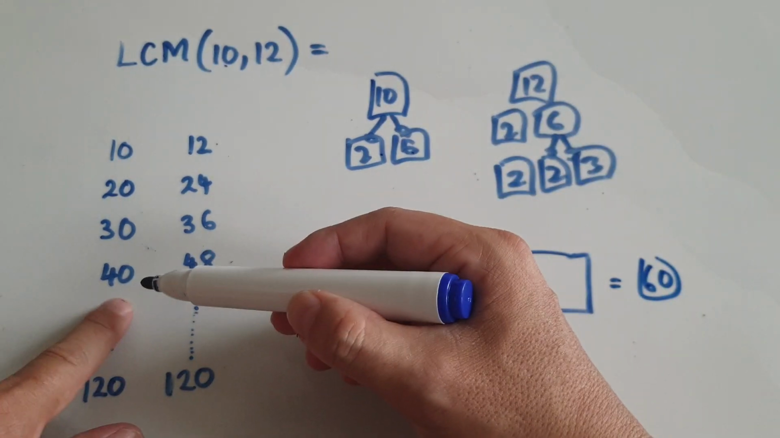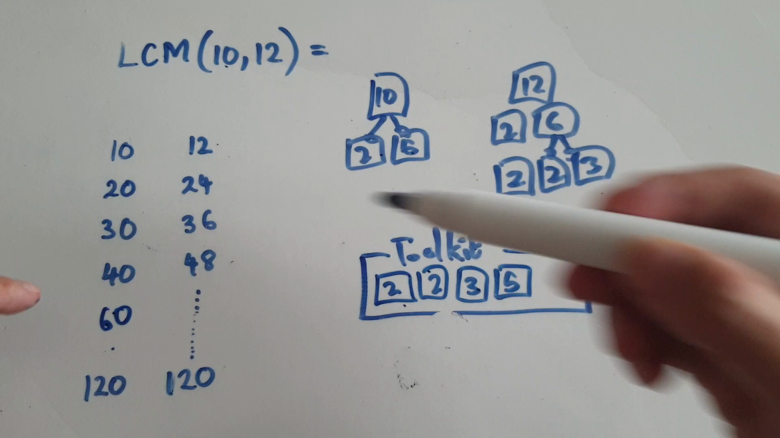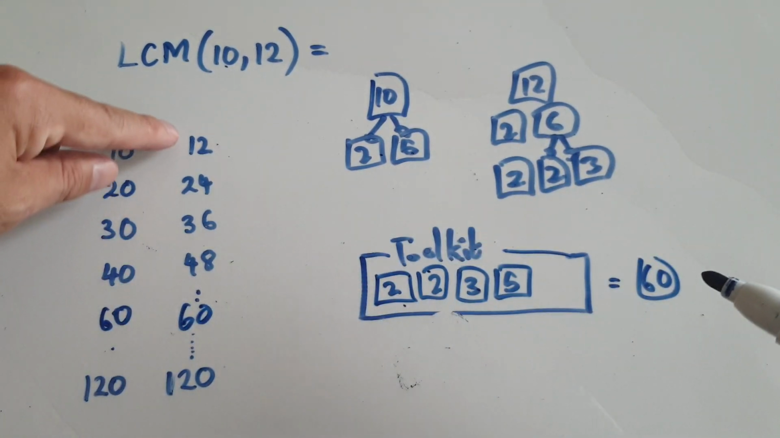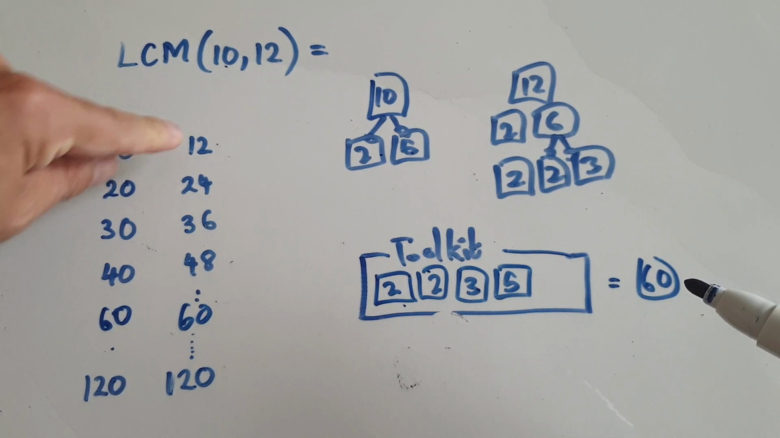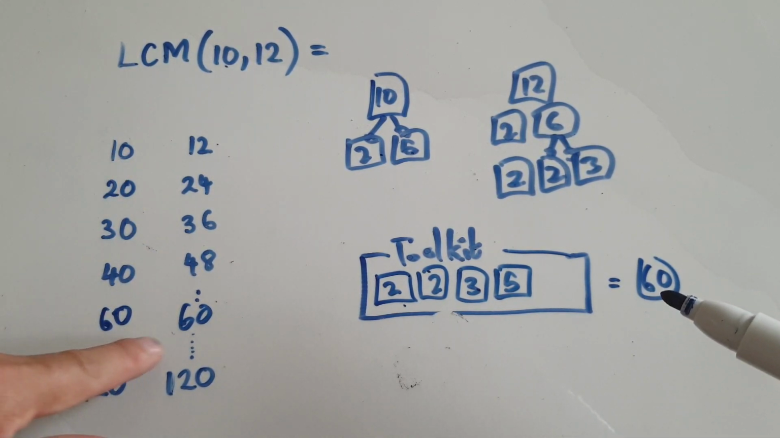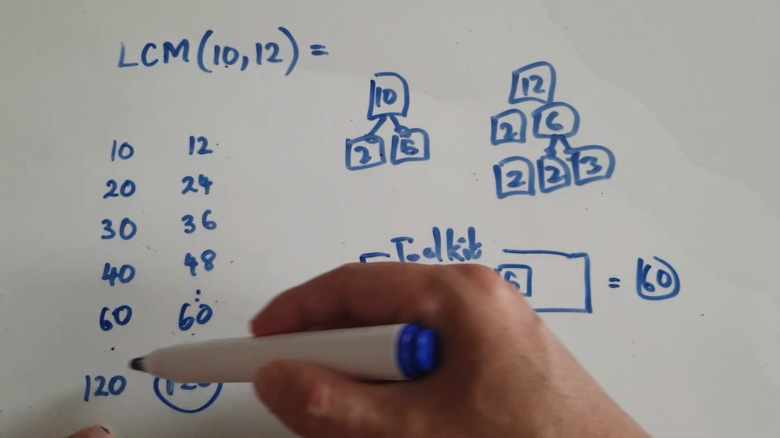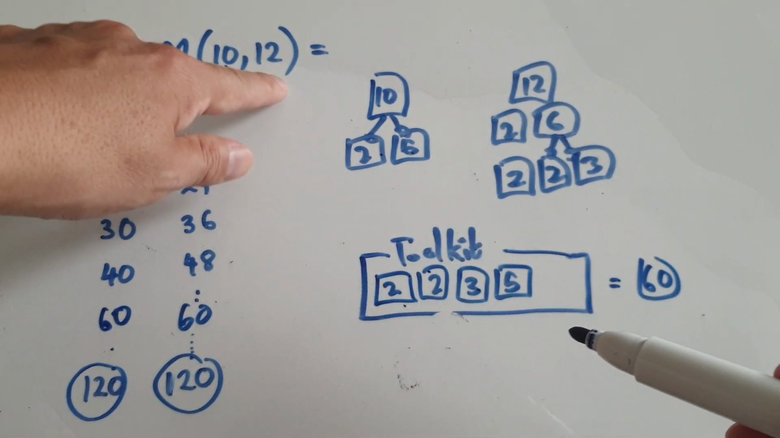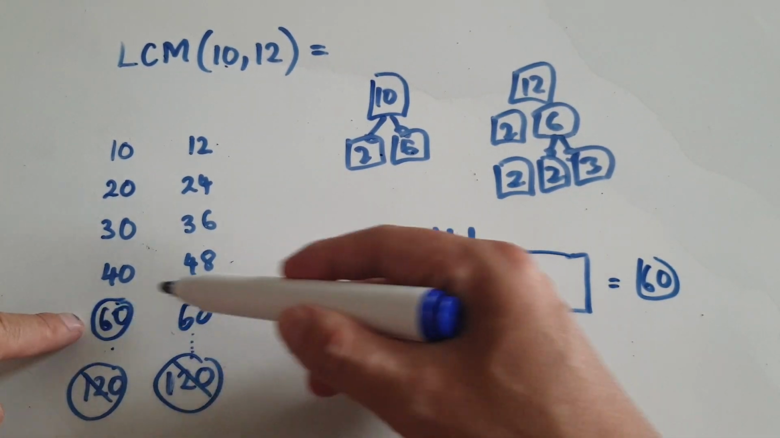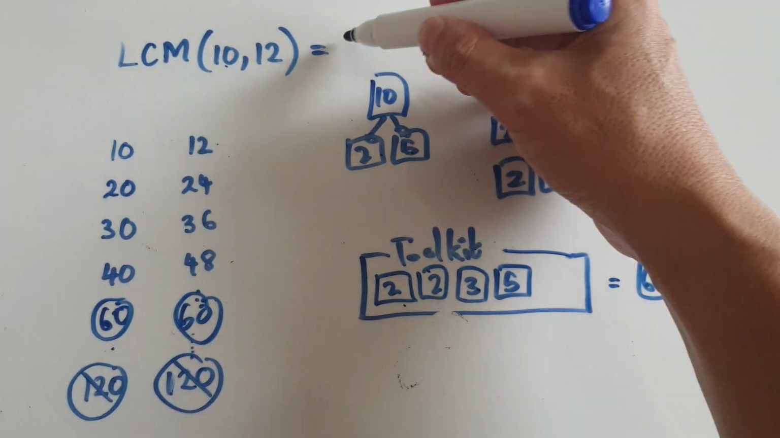You see, 60 is a multiple of 10. 60 is also a multiple of 12, and they're in common, and it happens to be the lowest. These are multiples of the two numbers, but these are not the lowest. The lowest is actually 60. Okay, so 60 would be your final answer.